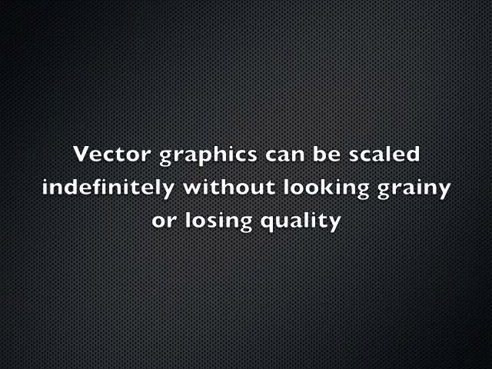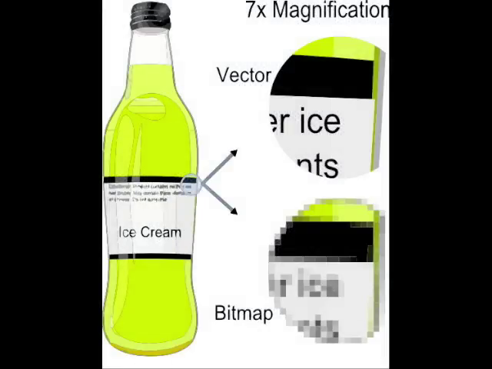The main difference between vector and raster or bitmap images is that raster images lose clarity when you scale them, while vector-based images can be scaled indefinitely without degrading quality or looking grainy. I think that this image may have been used in class before when we were discussing images for the web, and I think it's a good example of the difference between vector and raster graphics.